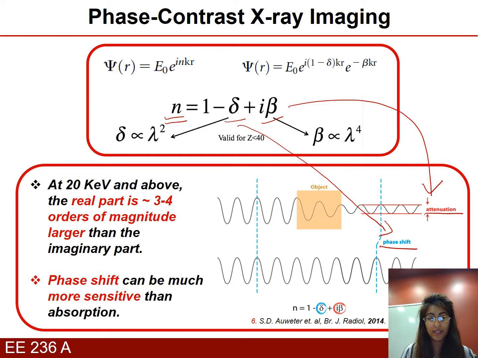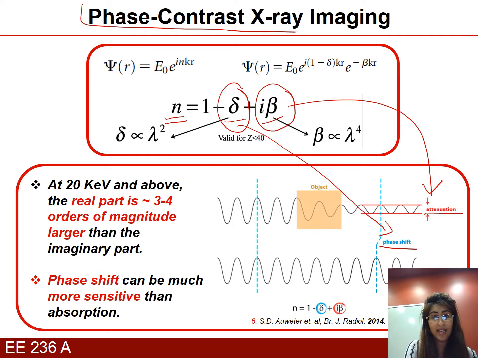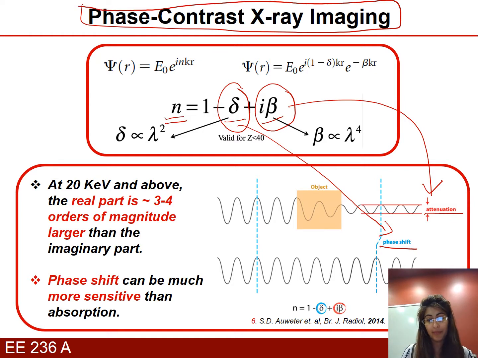At high X-ray energies, the real part of the complex index of refraction becomes 3 to 4 orders of magnitude larger than the imaginary part. Thus, detecting phase shift can theoretically be much more sensitive than detecting absorption. And this is the basis of phase contrast X-ray imaging.